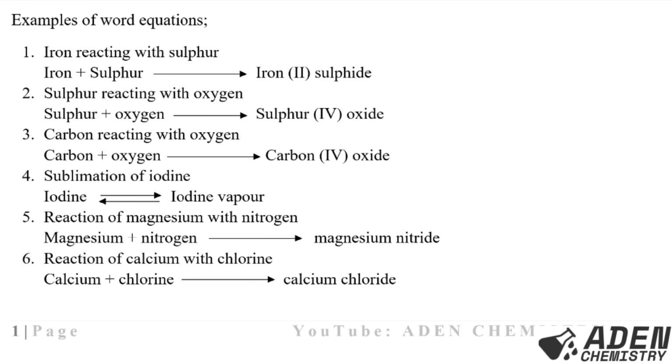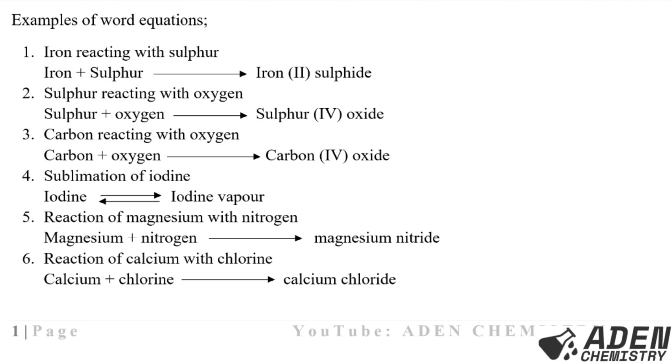Number 3, we have carbon reacting with oxygen. Then carbon and oxygen are our reactants, and our product will be carbon peroxide. Then number 4, we have sublimation of iodine. Here, iodine is a substance that undergoes sublimation. If I have solid iodine, when it is heated, we get iodine vapor. But if we cool the iodine vapor, we get back our original iodine.